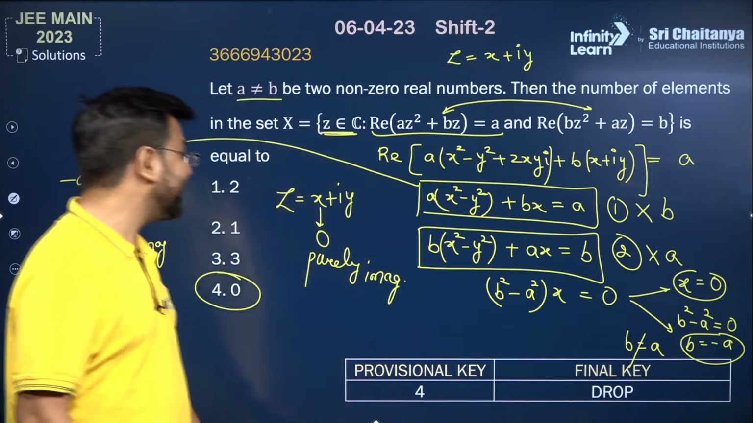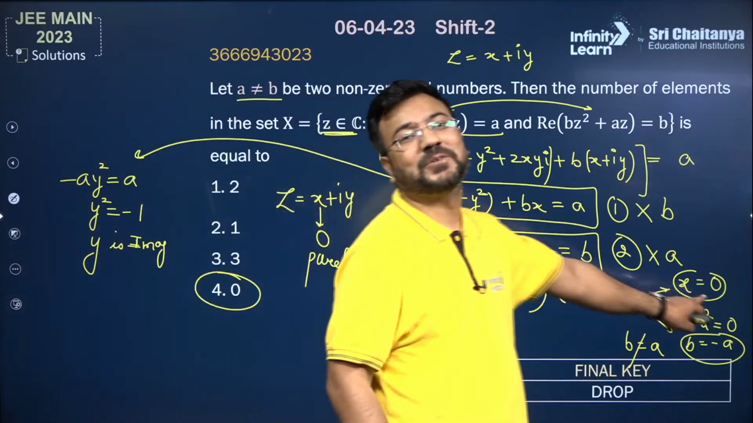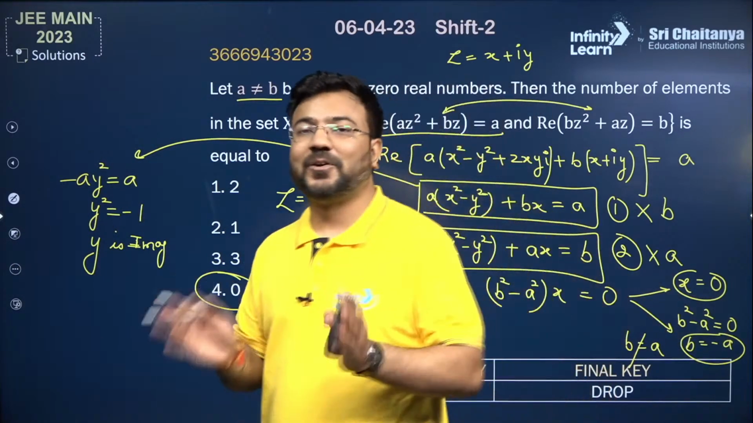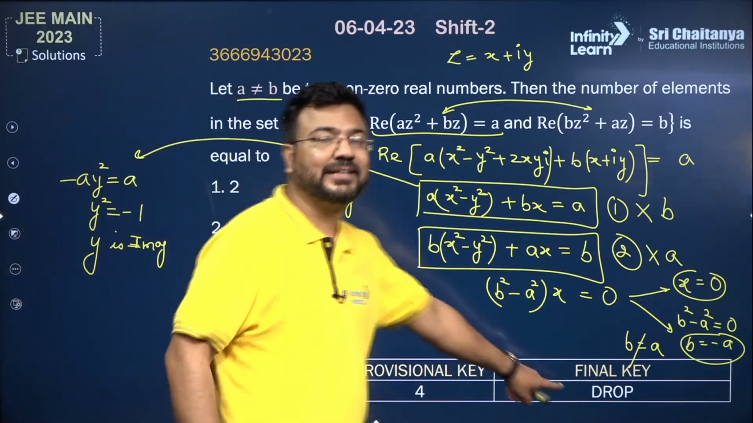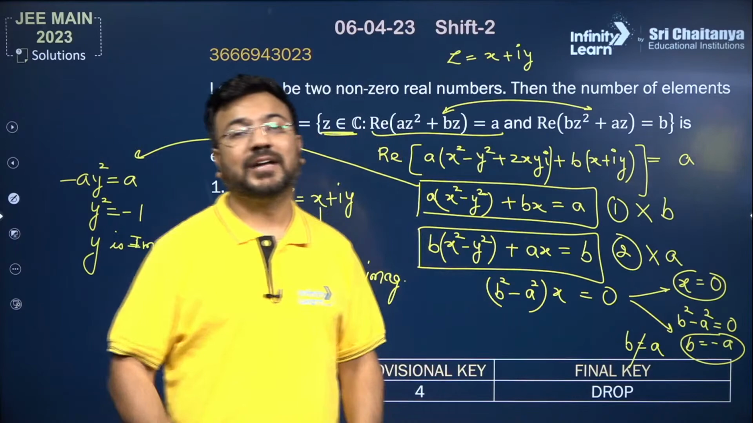Now according to NTA, they have only considered this case, X is equal to 0, and they have given the answer. But according to us, the answer should be infinite solutions. Okay, so that is why we are considering this question to be a drop question. Are you all able to understand?